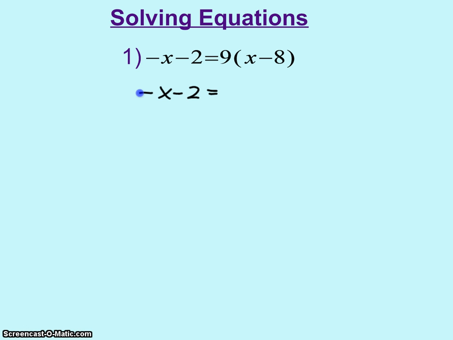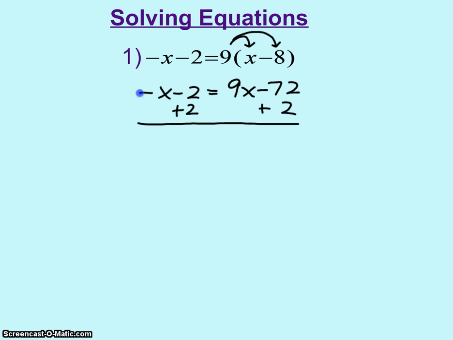I'm going to leave that one alone. I'm going to distribute on the right-hand side to get 9x minus 72. Because I'm going to choose to put the variables on the left-hand side, I'm going to add 2 to both sides. And when I do that, on the left side I get negative x equals 9x minus 70. Because I want the variables on the left-hand side of the equal sign, the 9x on the right-hand side needs to go.